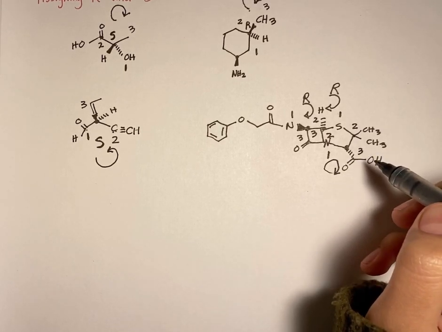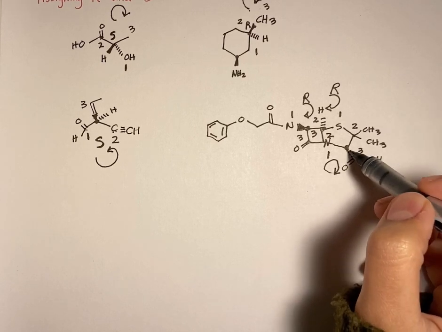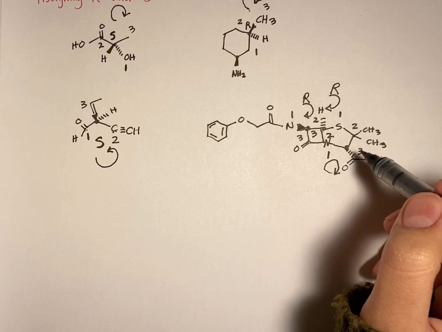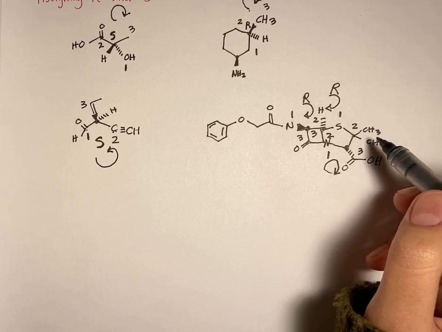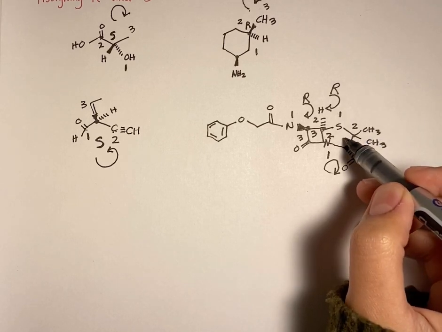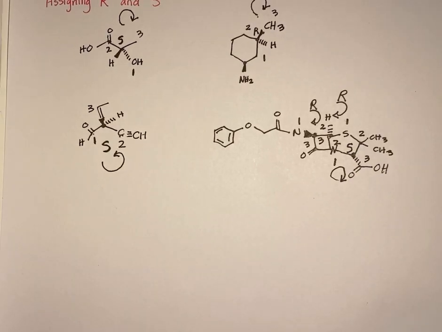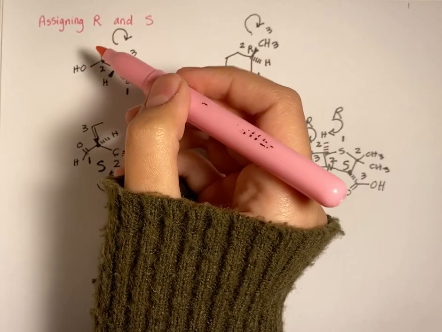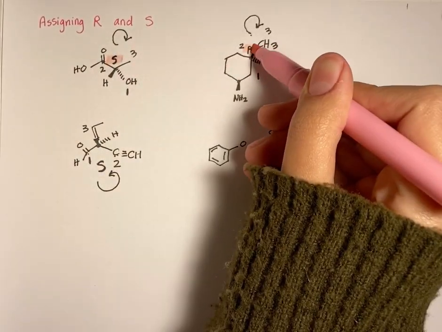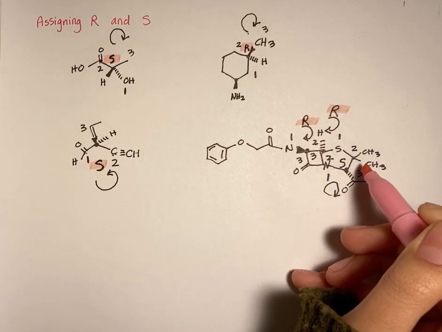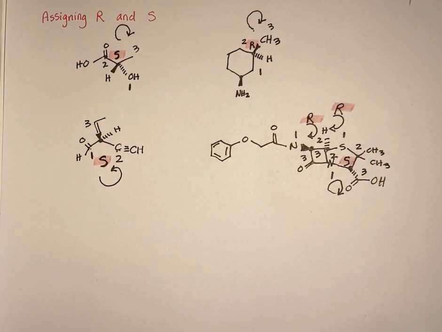Should be R because it's clockwise, but notice how this is going into the page. Therefore, the hydrogen being the least priority is coming out of the board. So it should be S. Okay, now I'm just going to highlight these R's and S's so that you know which are the assignments. And yeah, here we go.